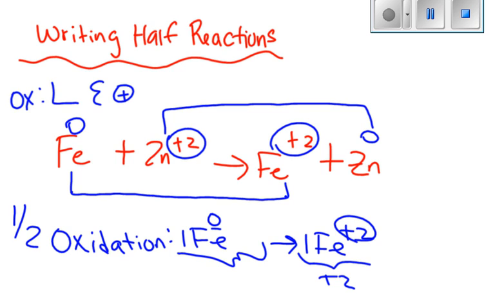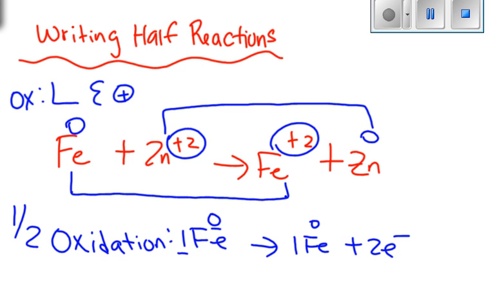I need to make sure that my charges are balanced. So if it's 0 on this side, I'm going to make sure that it's 0 on the product side. So what I'm going to do is add in 2 electrons to balance this out. So 2 times -1, the charge of an electron, gives me -2. And this was +2, so over here my right-hand side is 0. I'm going to rewrite this to make it a little neater. Okay, so we balanced in terms of mass and we balanced in terms of charge.